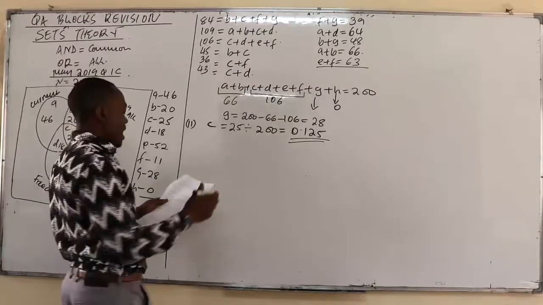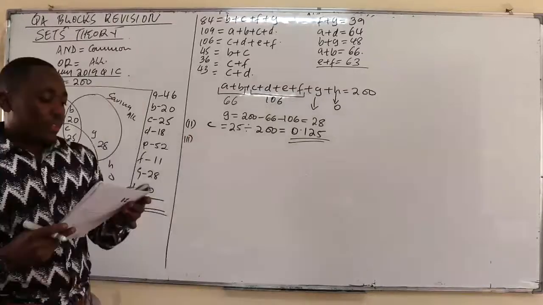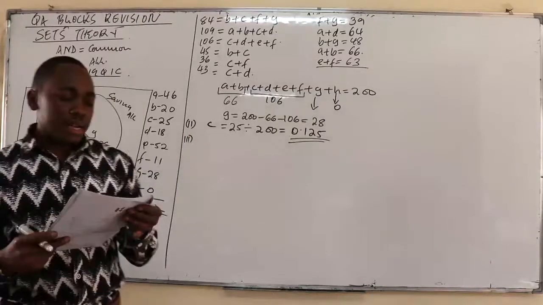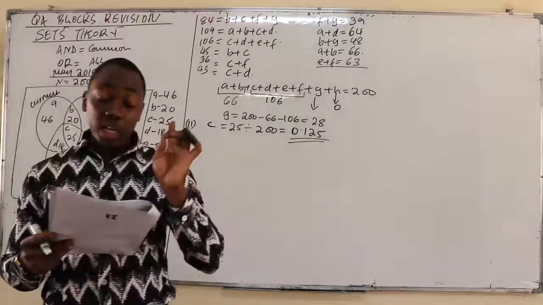Number 3. The probability that a customer selected at random operates only 2 types of account. Only 2 types.